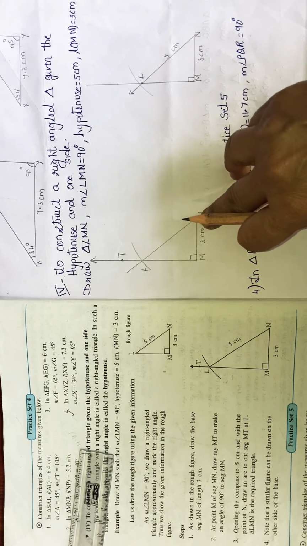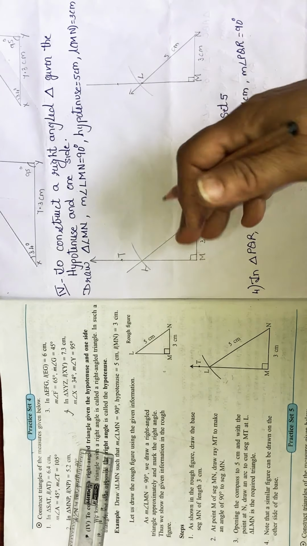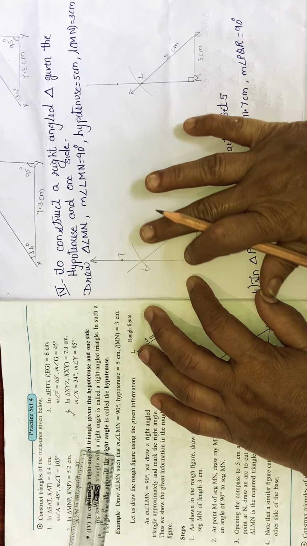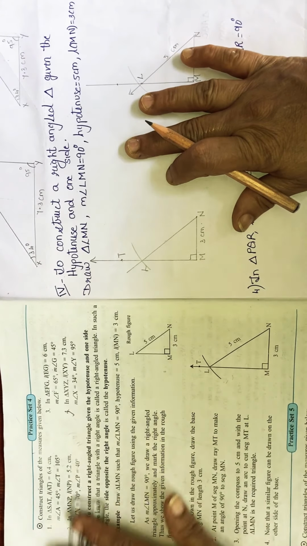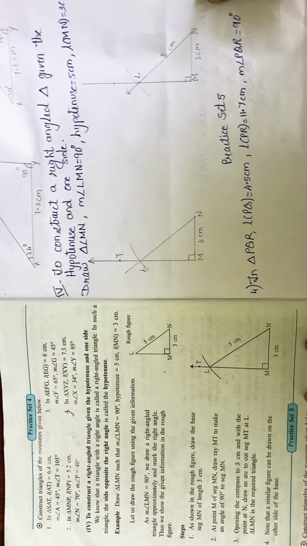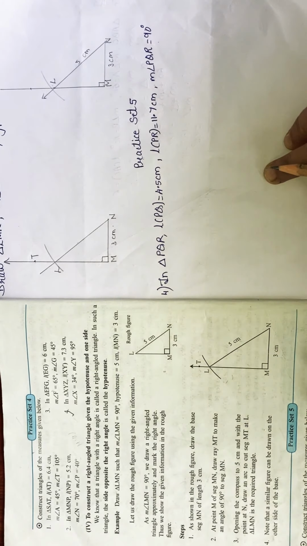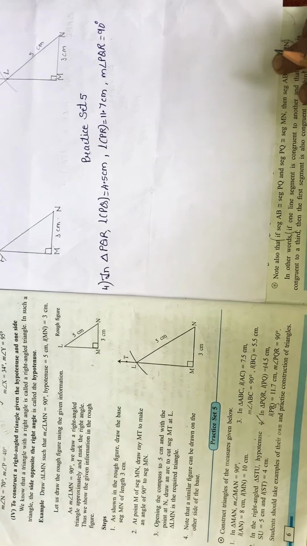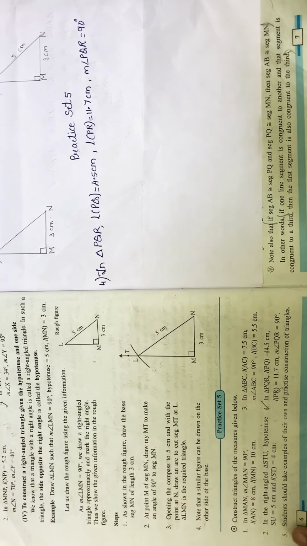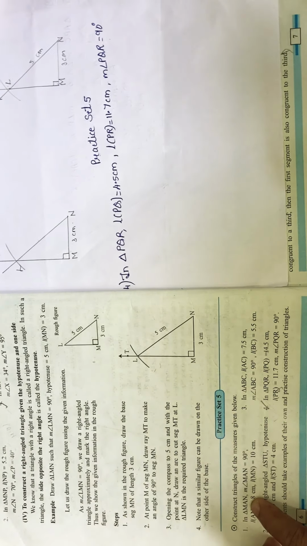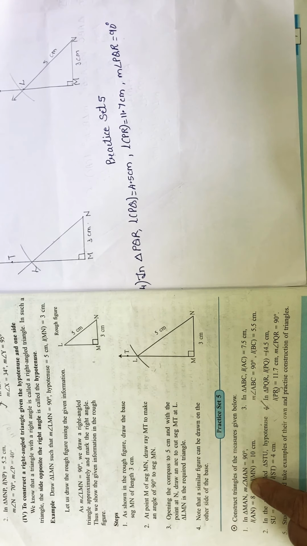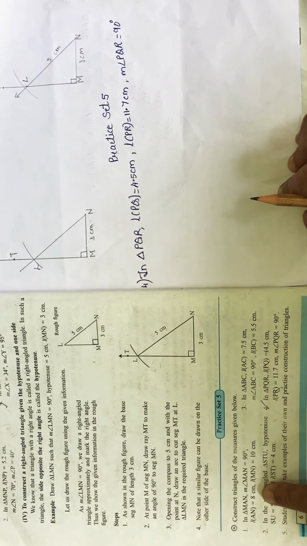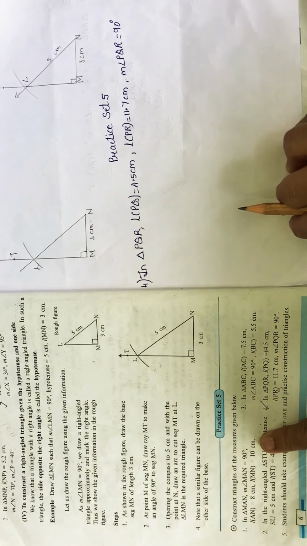Now you can draw a similar figure on the other side of the base, so you will try that at home. I hope you have understood this construction properly. Now let us go to practice set 5, in which we construct right angle triangles. So the first one is in triangle MAN, measure of angle MAN is 90 degrees, length AN is 8 centimeters and length MN is 10 centimeters.